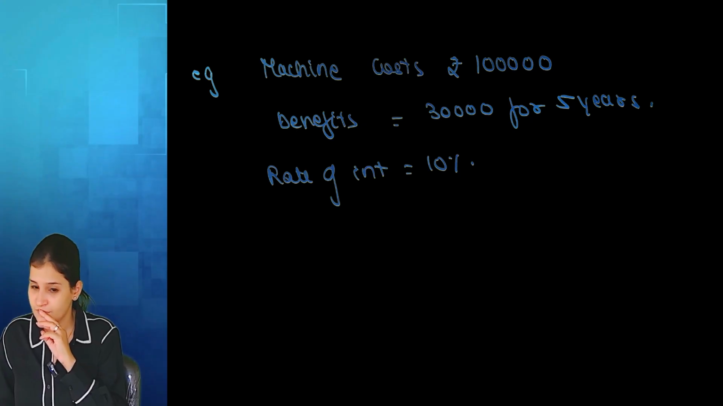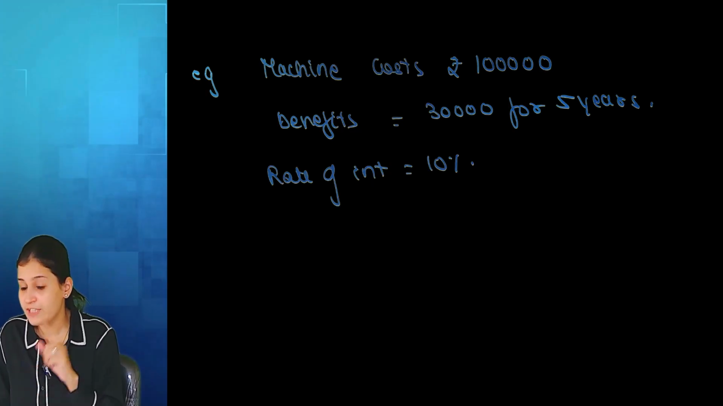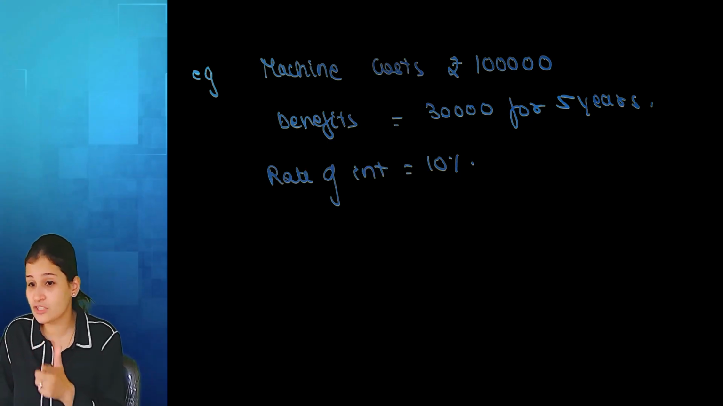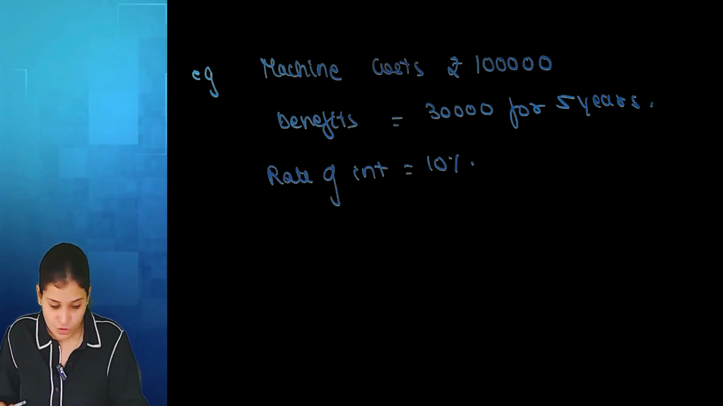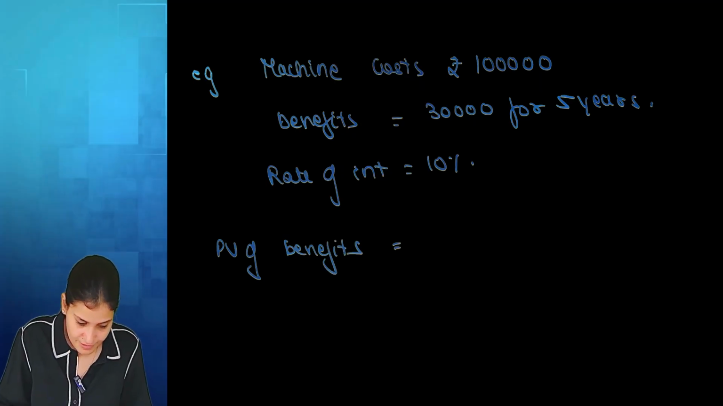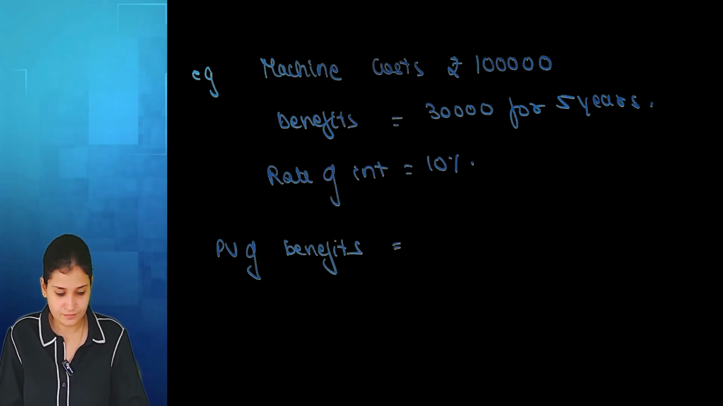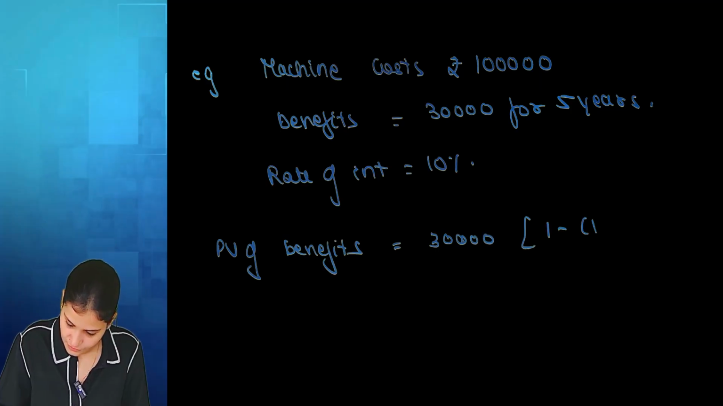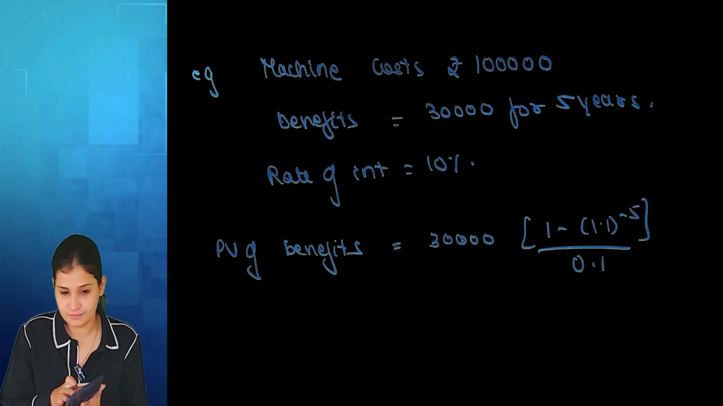You'll find the present value of the benefits, because the cost is for today. If my benefits exceed 1 lakh, then I will buy. If not, I won't buy. Do you all agree? So here, what will we do? Find out the present value of benefit. Present value of benefit is 30,000 times (1 minus 1.1 to the power minus 5) upon 0.1.